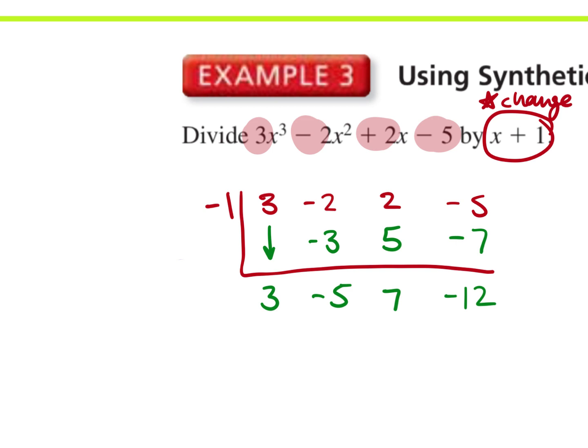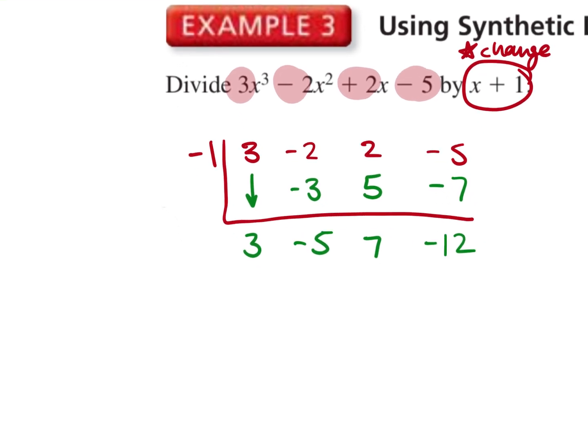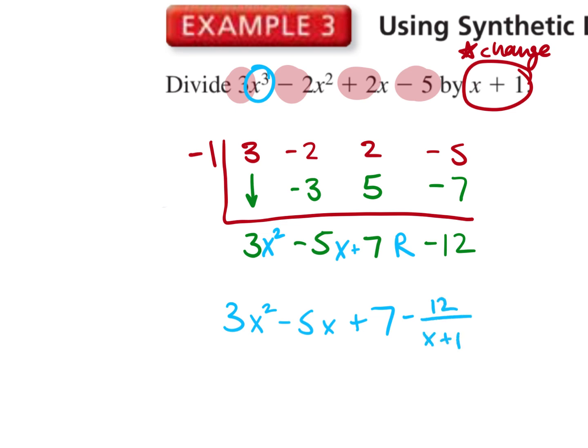Be very careful when doing the math here. If you make a mistake in the beginning, it's going to throw all your numbers off for the rest of the problem. So just be careful. If my question starts with x to the third power, what's my answer going to start with? X to the second power, so 3x to the second power minus 5x to the first power plus 7 is our constant, and negative 12 would be our remainder. So 3x squared minus 5x plus 7. How would I write my remainder? So minus 12 over x plus 1.